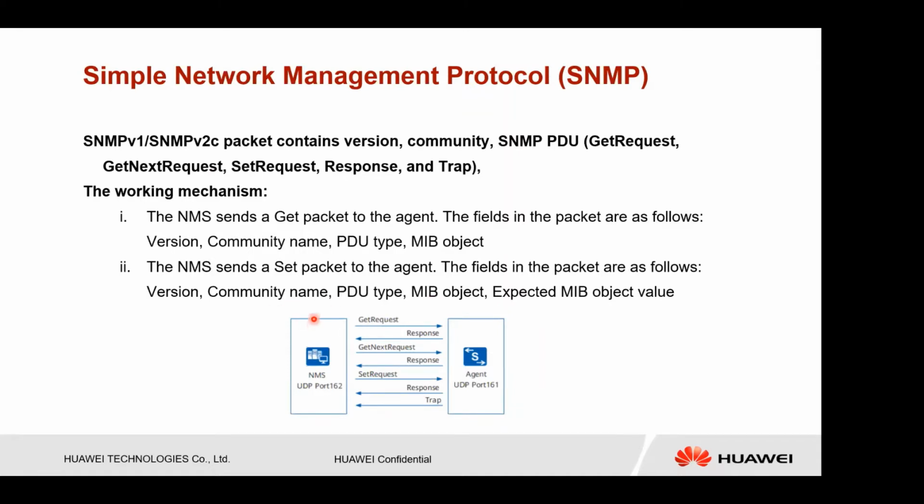So the first part is when the NMS sends the GET request packet to the SNMP agent. Basically in the packet, the fields contain the version, community name, PDU type, and also the MIB object. And also the NMS will send a set packet to the agent, which is more or less the same as the GET packet, but the only difference is that it has the expected MIB object value. So when the NMS sends the GET request and also the set request, the agent will reply with the response packet. And at the last part here, the agent will also respond with the trap packet as well.